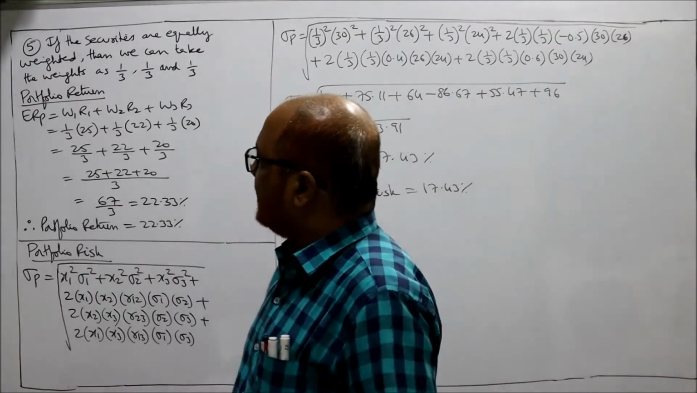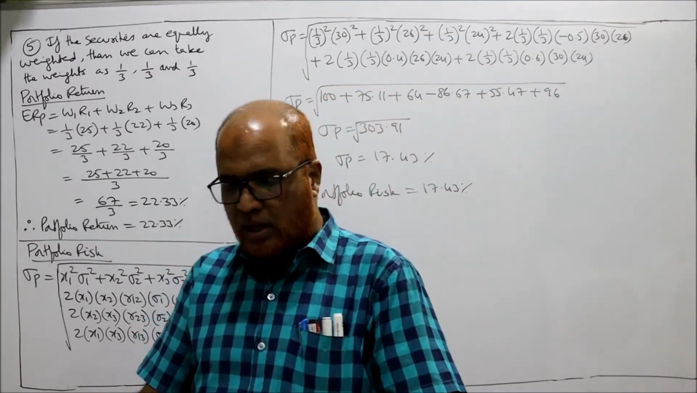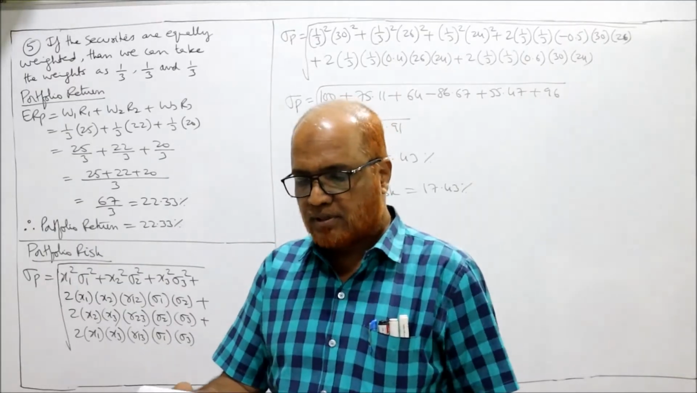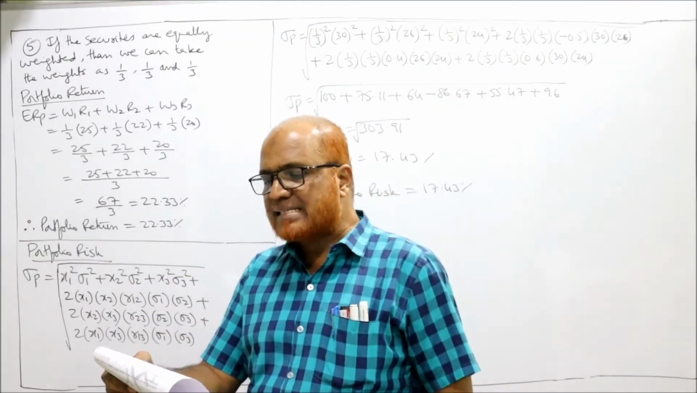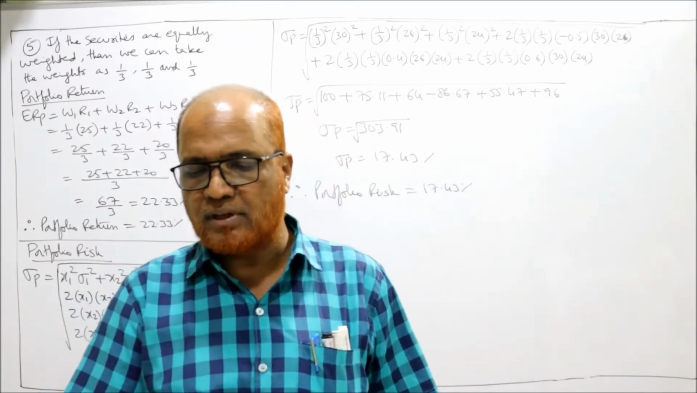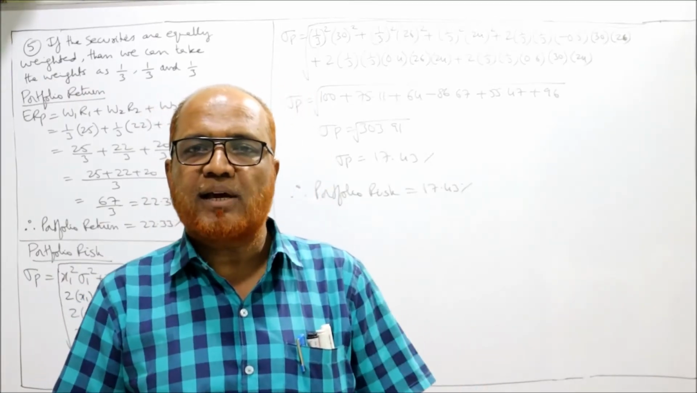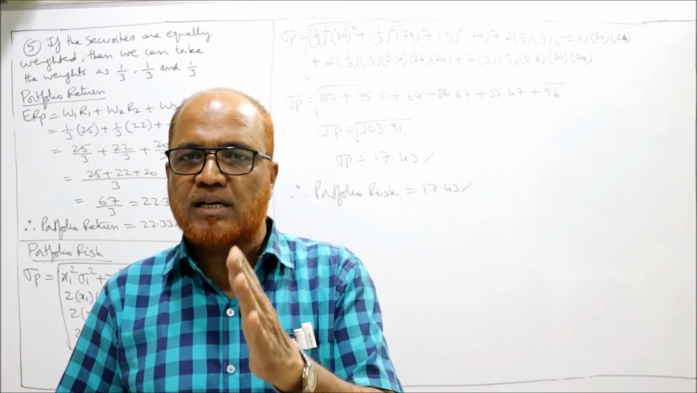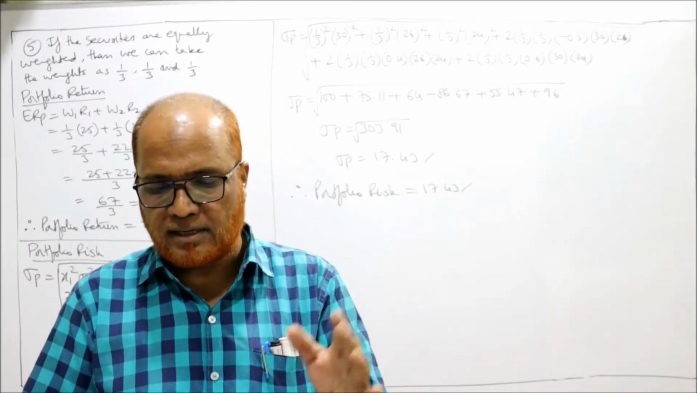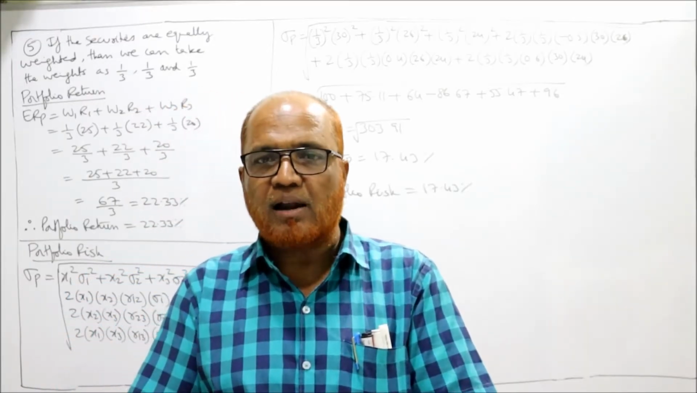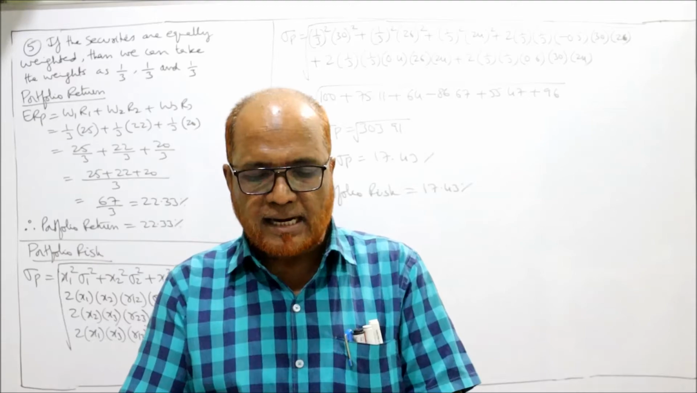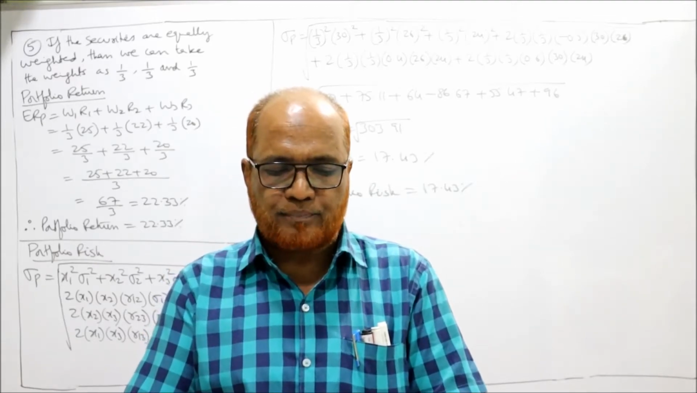Hello students, come on, we have completed problem number 4. Now I am reading out problem number 5. A portfolio consists of the following three securities P, Q and R with the following parameters. So three securities P, Q, R, we can call them first, second, third: 1, 2 and 3. Expected returns are given R1, R2, R3 and standard deviations sigma 1, sigma 2, sigma 3.